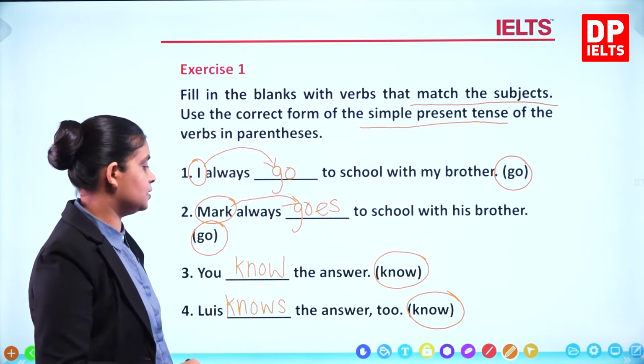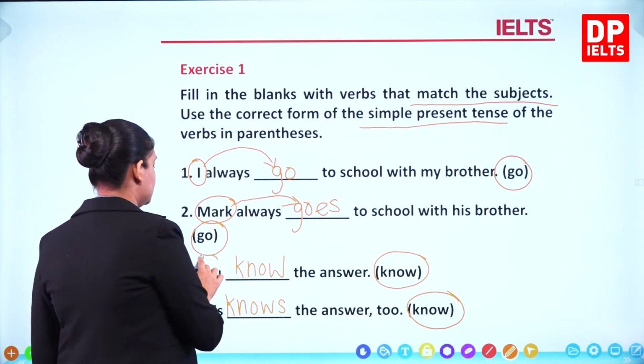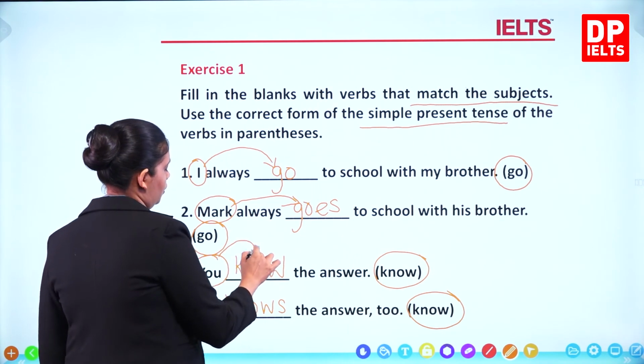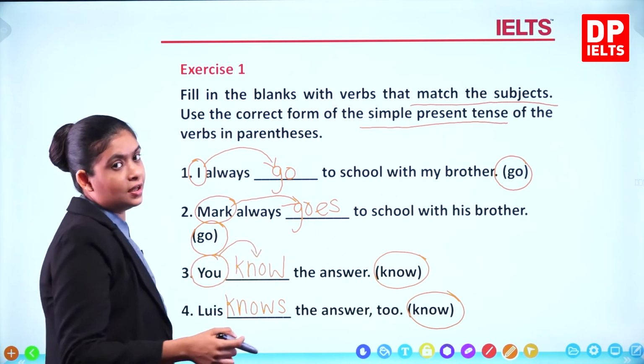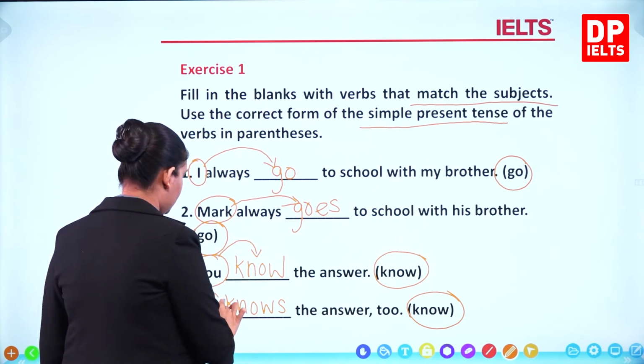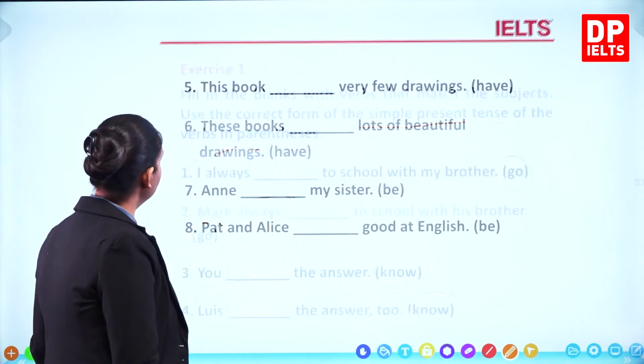You know the answer. ඔයා උත්තරේ දන්නා. ඔයා කියන එක you කියන එක singular උනාට හැසිරෙන්නේ plural එකක් වගේ ඒ හින්දා no. Louis knows the answer too. Louis උත්තරේ දන්නවා. ඒ හින්දා Louis කියන්නේ ඒක වචන. ඒ හින්දා S form එකෙන් ලියනවා.